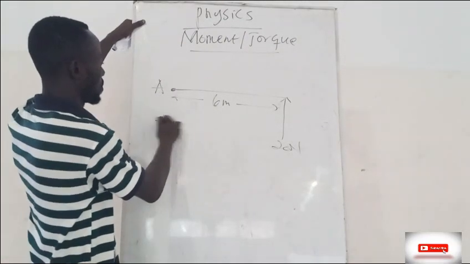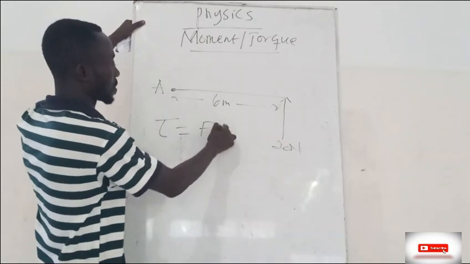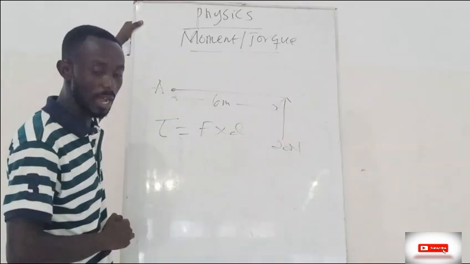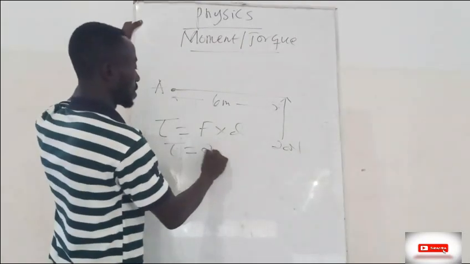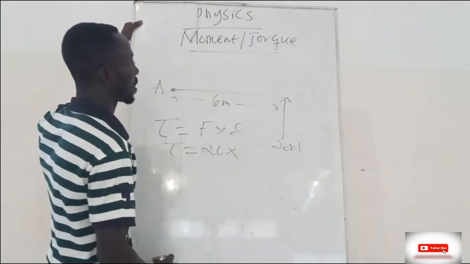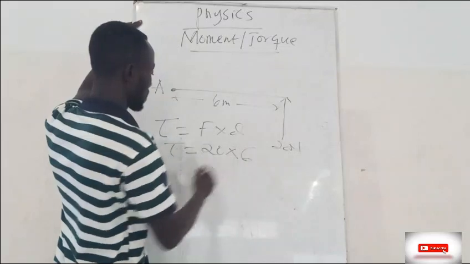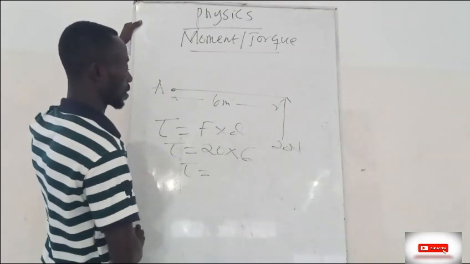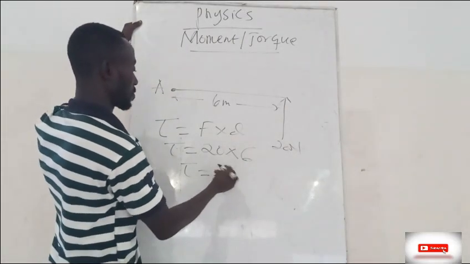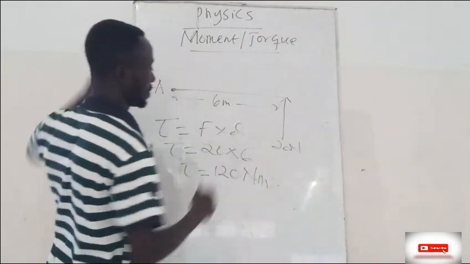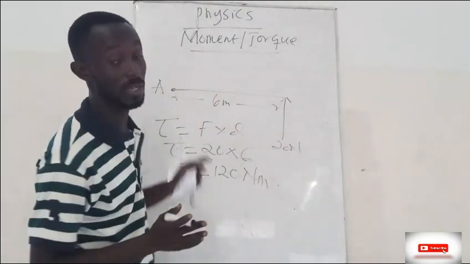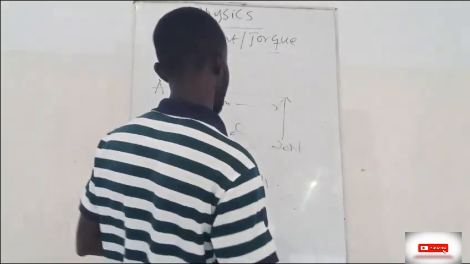We know moment is given by force times perpendicular distance. So moment is equal to, my force is 20, my perpendicular distance is 6. So torque will be 6 times 20, that will be 120 Newton meters. And it's as simple as that. Let's take another example.